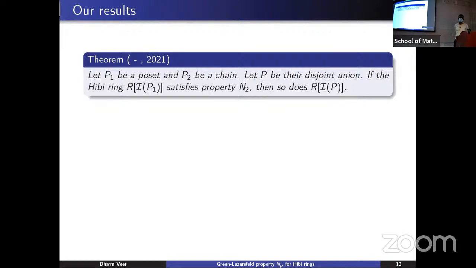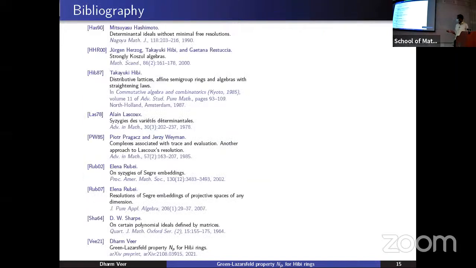Is your work published? No, it's a preprint. It's not on arXiv, it's a preprint. Looks like no more questions from online people. Thanks very much.